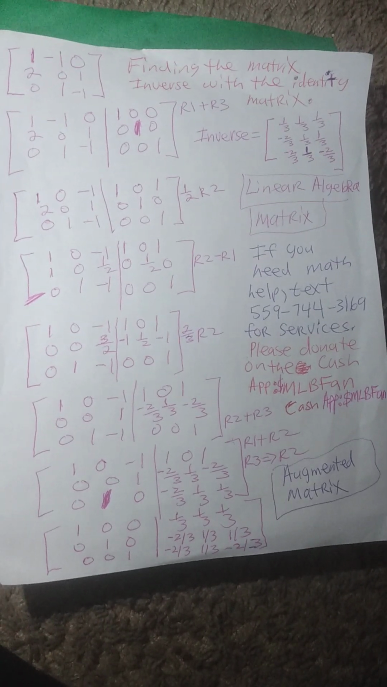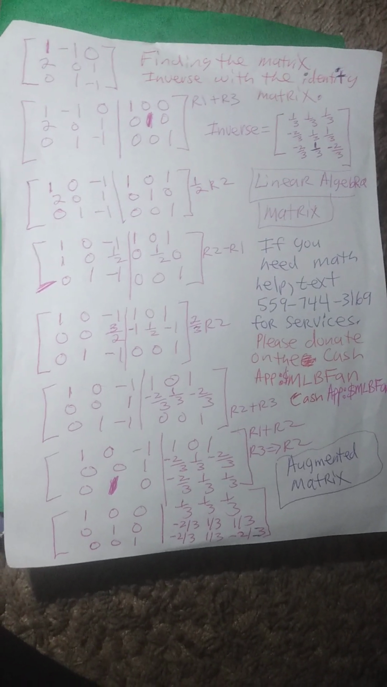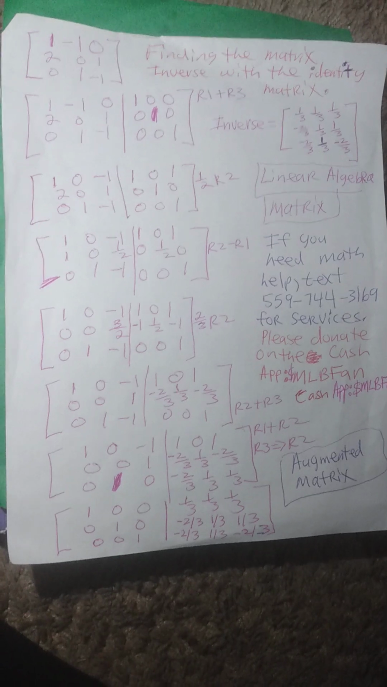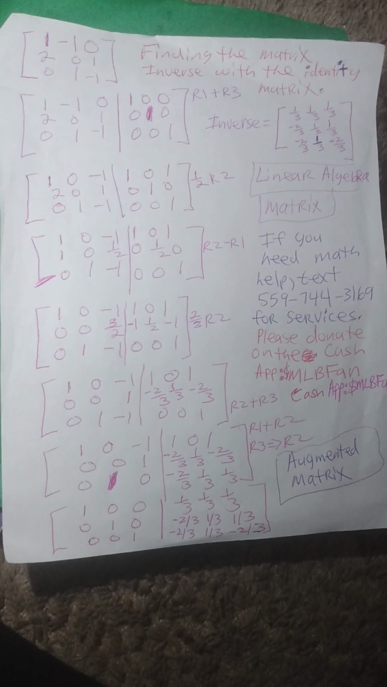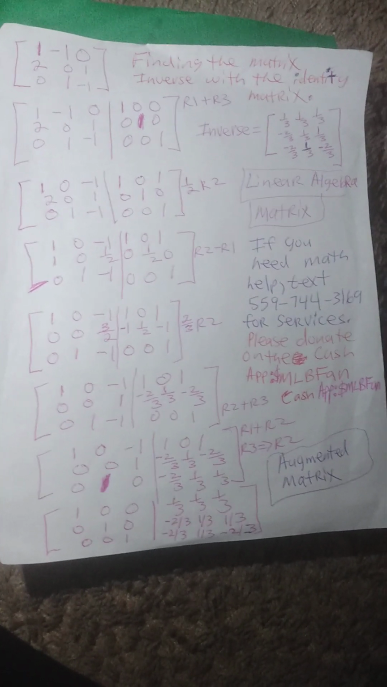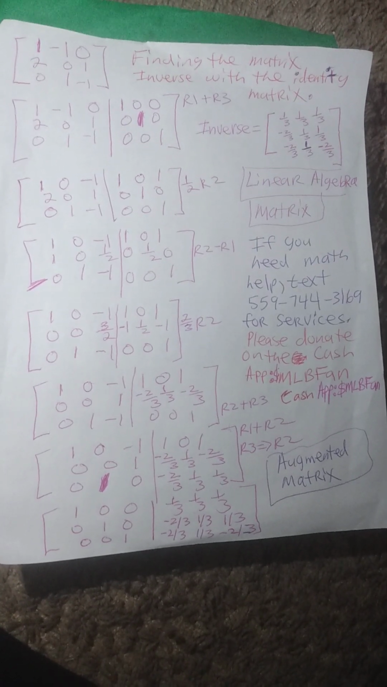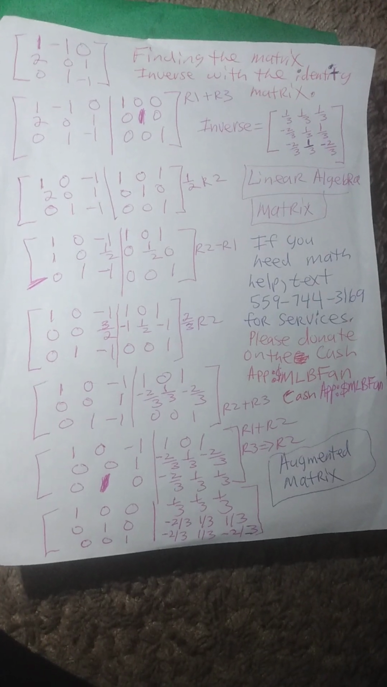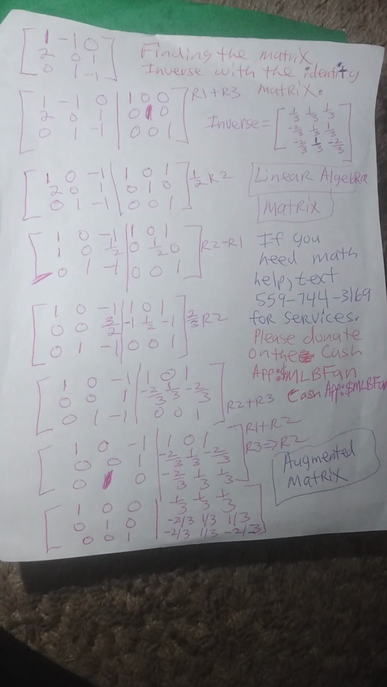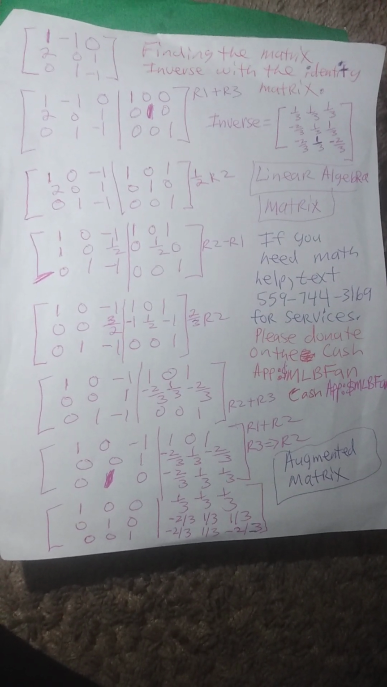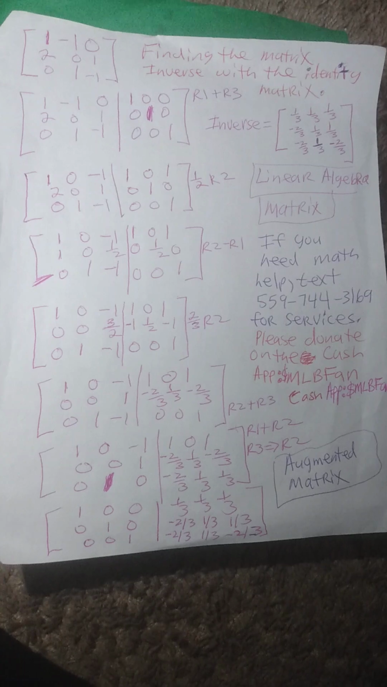Now we need to do row 2 plus row 3, and that will give us 0 plus 0 is 0, 0 plus 1 is 1, 1 plus negative 1 is 0, negative 2/3 plus 0 is negative 2/3, 1/3 plus 0 is 1/3. Negative 2/3 plus 1 is 1/3. So this will give us a new row 3. And that is going to be 0, 1, 0, negative 2/3, 1/3, and 1/3.